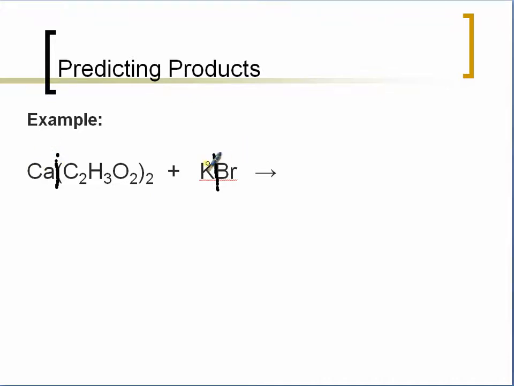Remember, positive only replaces positive. So the calcium is going to get together with the Br. Calcium is a +2, and Br is a -1. Now this is not balanced, so since calcium is a +2 and bromine is a -1, I'm going to need two bromines, and that is now balanced.